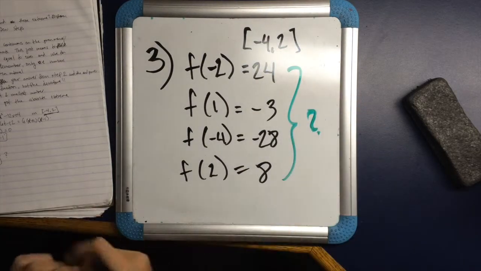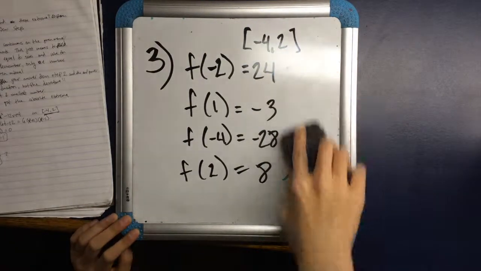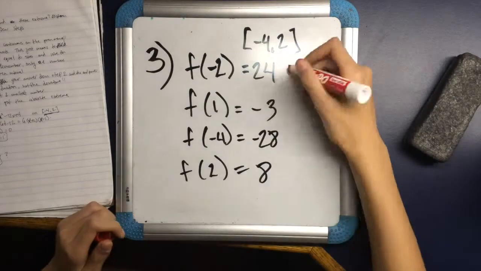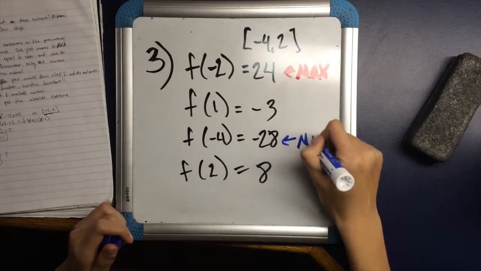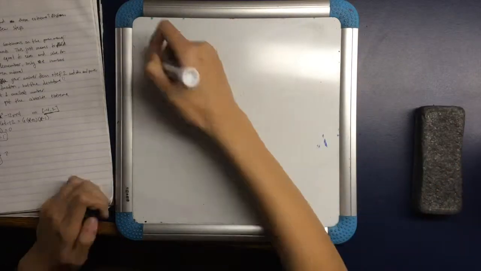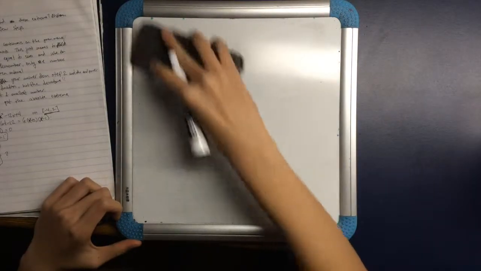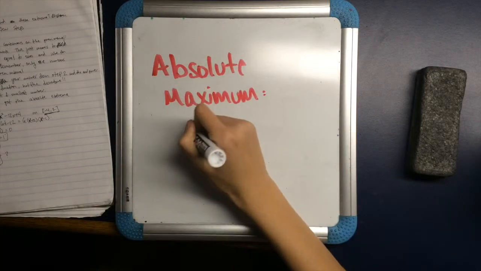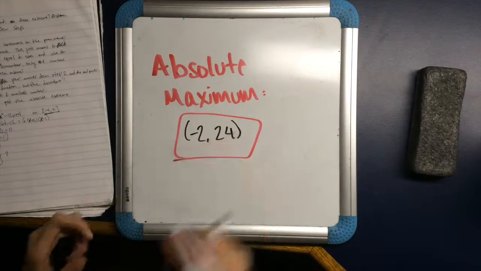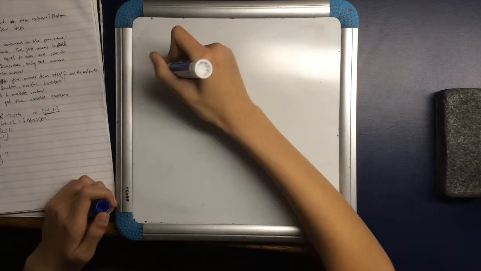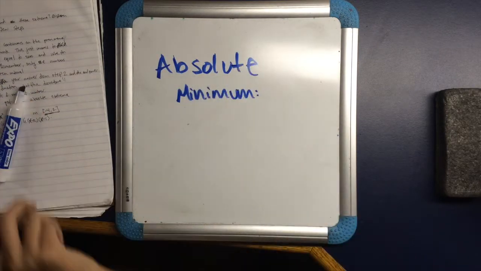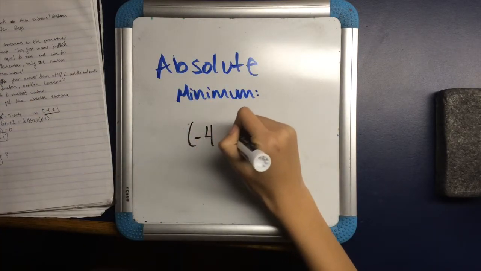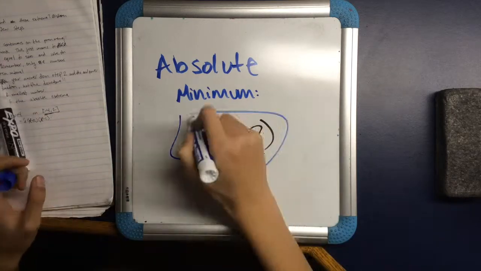So which one of these is the extrema? Well, the largest number is 24, so that should be the absolute maximum. And the smallest number is negative 28, so that should be the absolute minimum. Step 4. Take the largest coordinate, and that should be the absolute maximum. In this case, that would be negative 2, 24. And you take the smallest coordinate points, which should be the absolute minimum. And in our case, that would be negative 4, negative 28. There, now you solved the problem.